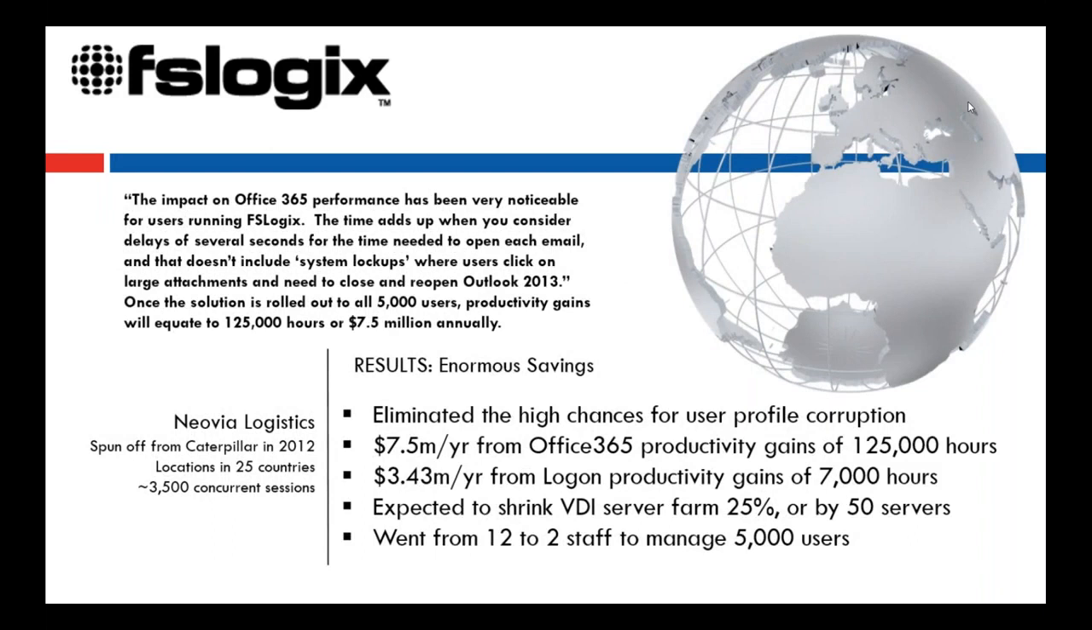Now, these numbers that you see are their numbers. They're not our numbers. They're their numbers. But they eliminated user profile corruption. That was huge, right? If you think about how many hours you spend a day dealing with profile corruption because of that fetch and retrieving technology, versus block level writing, that may be your selling point right there. Productivity gains for their company, 125,000 man hours. I mean, that's huge. That's time not waiting for Outlook to get a message, time not waiting to find a message because search wasn't working, et cetera, right?